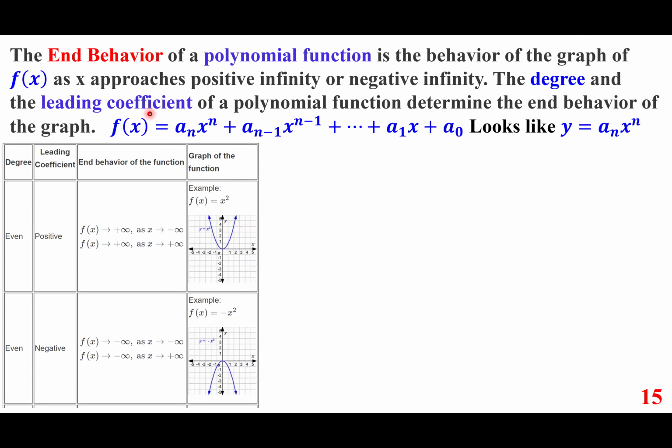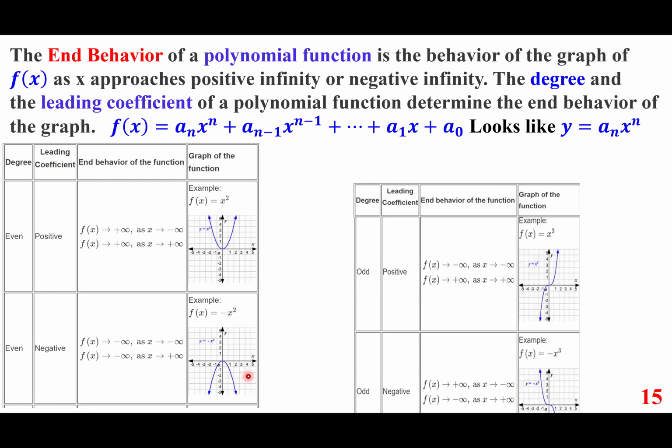However, if this leading coefficient is negative, for example, f of x equals minus x squared, it opens down. That's the idea. F of x approaches negative infinity when x approaches negative infinity, and f of x approaches negative infinity as x approaches positive infinity. Doesn't matter. In the earlier case, y goes to infinity, whether we go to negative or positive infinity. In this one, the other way around.